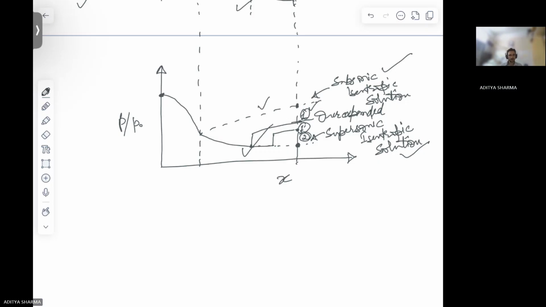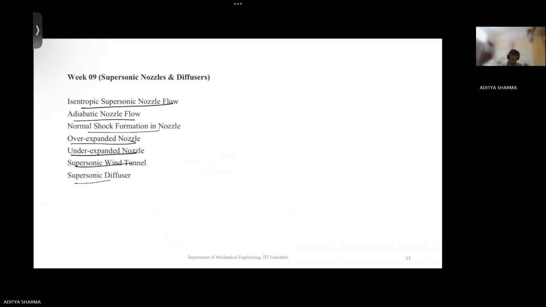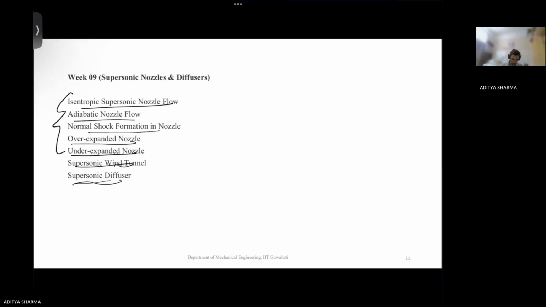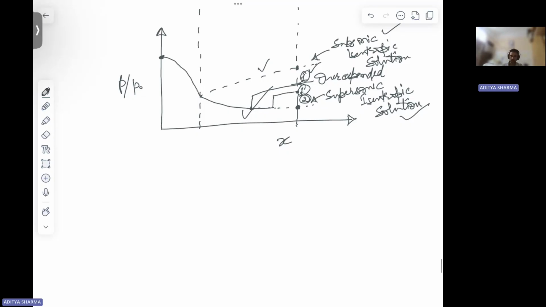Okay, then, so this I have covered. The supersonic wind tunnel is there, and then related to that, the supersonic diffuser is there. So supersonic wind tunnel. Your supersonic wind tunnel will have two throats. Okay.